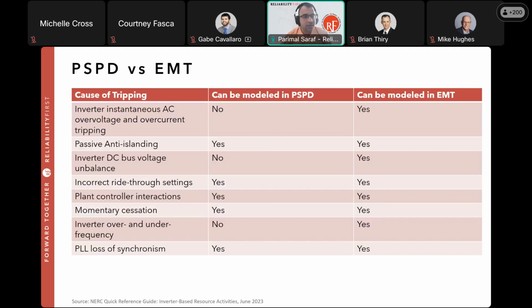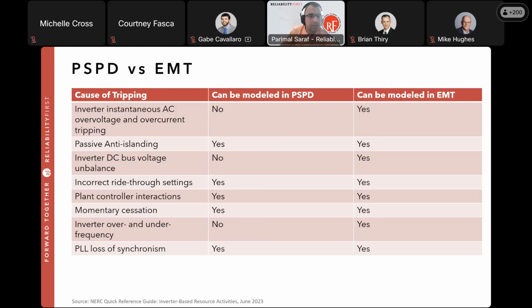So this is a table that tabulates all the root causes that were identified as part of the IBR disturbance events that I showed a few slides ago. This table shows which of those phenomena could have been represented or studied in each of these software tools.